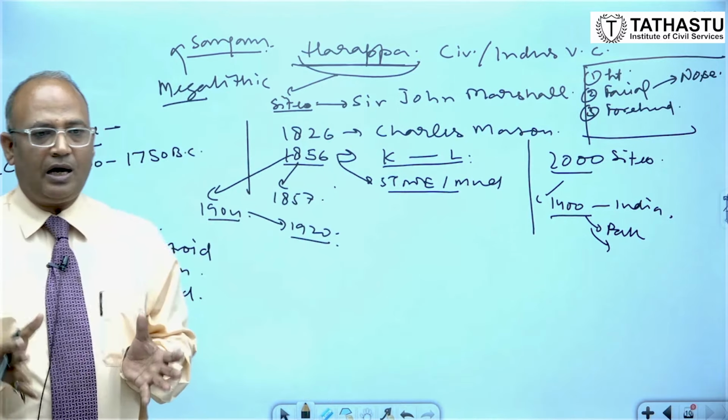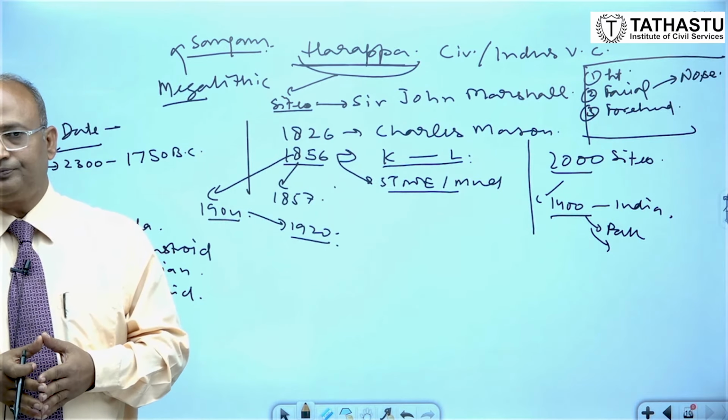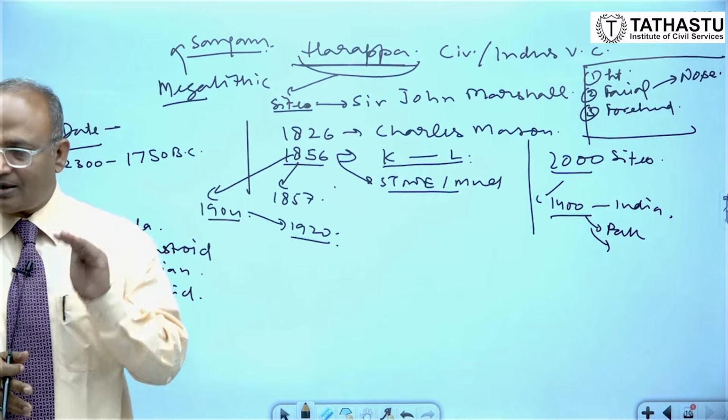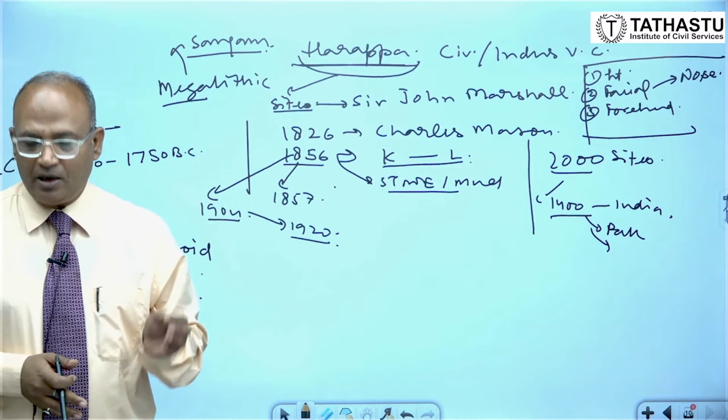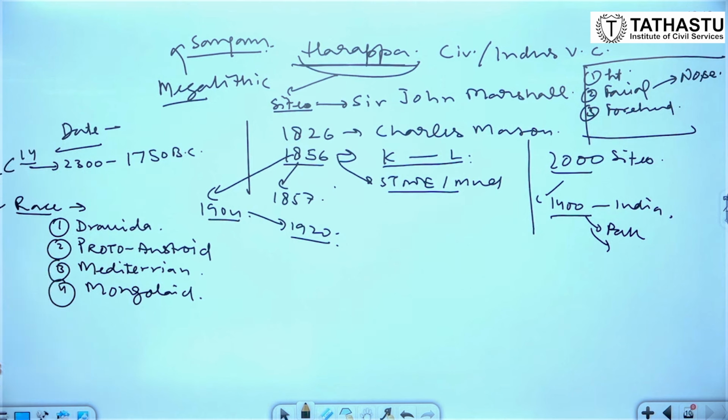Archaeologists have found many human skeletons at Harappan sites. On the basis of that, they said that mostly the people of Harappa belonged to which race? Dravidian. On the basis of bones and skeletons, they were basically Dravidian.